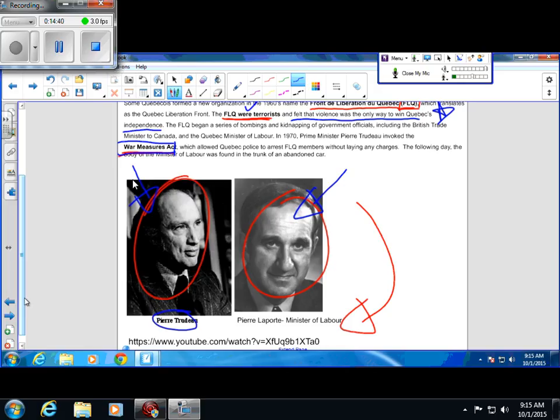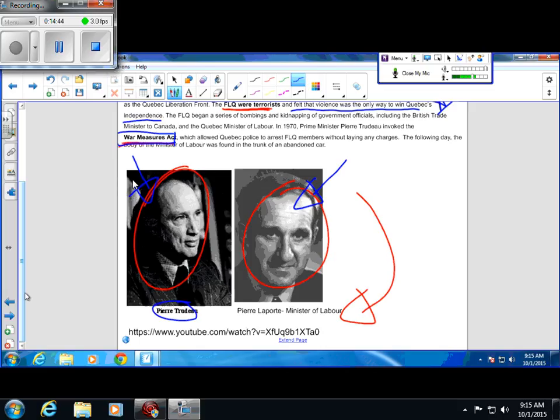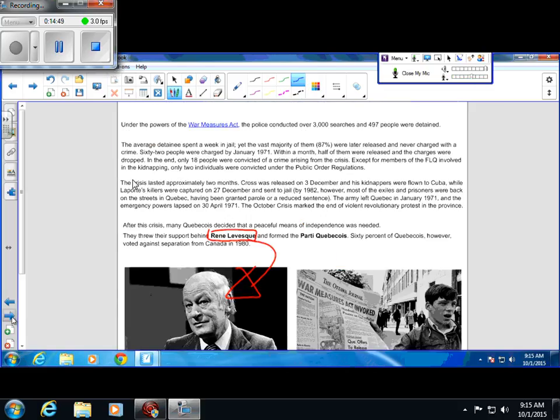Okay, a lot of controversy. Not many people agree with what Trudeau did. Some did, some didn't. So basically, in the end, René Lévesque became the new leader of the Parti Québécois, and eventually Quebec citizens and the French-speaking citizens of Canada realized that independence through peaceful means was the only way to solve their crisis.